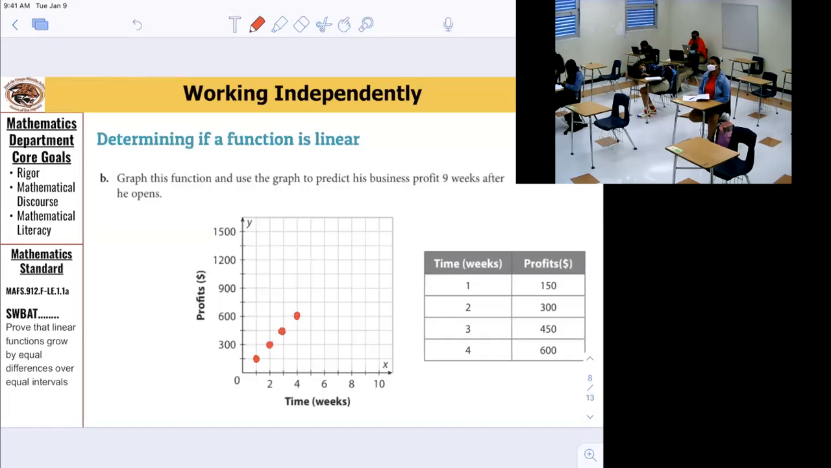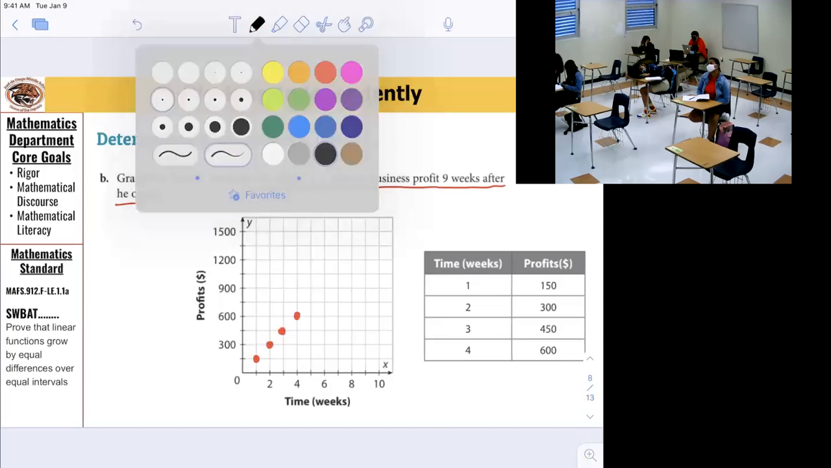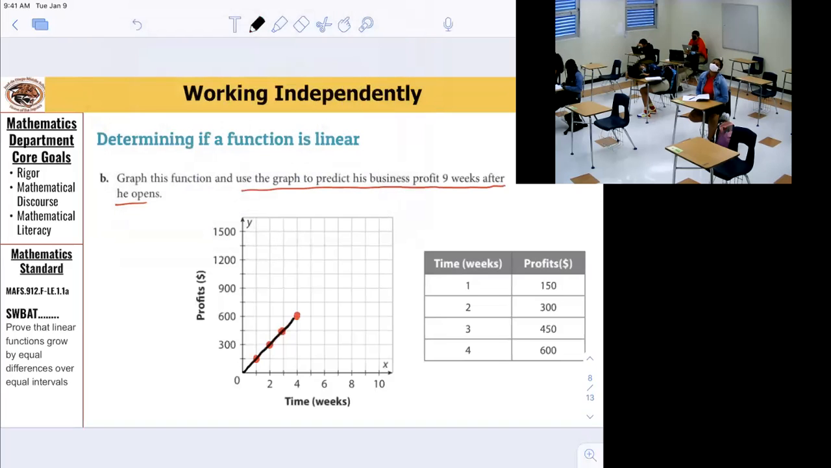And the cool thing, once you figure out that something has a constant rate, is that you can use it to see the future. So what this wants us to do is graph the function and then use the graph to predict his business profit 9 weeks after he opens. I only know up to 4 weeks right now, but when you graph it, you can extend the line really far into the future so that you can see what he'll make after 5 weeks, 6 weeks, 8 weeks, and so on.